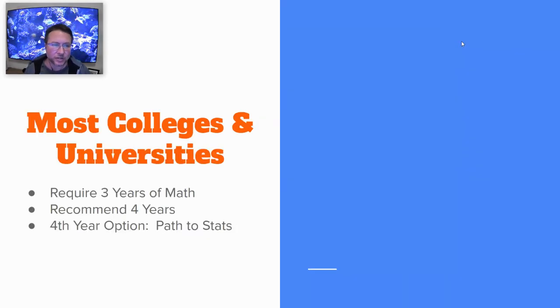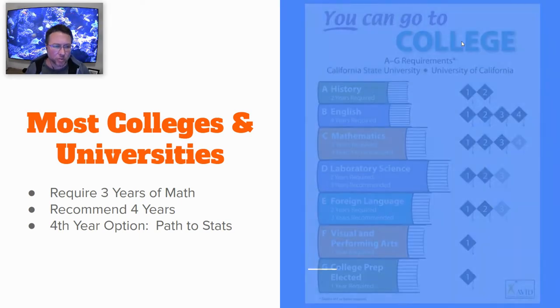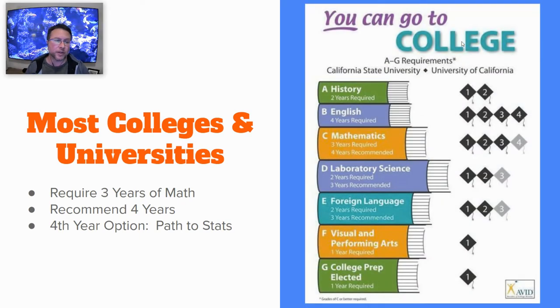So just a little bit of context. Most colleges and universities, as you may or may not know, require 3 years of math, but do recommend a fourth year of math. And so we do offer quite a few different options at Aragon for a fourth year of math. One of those would be Path to Stats.